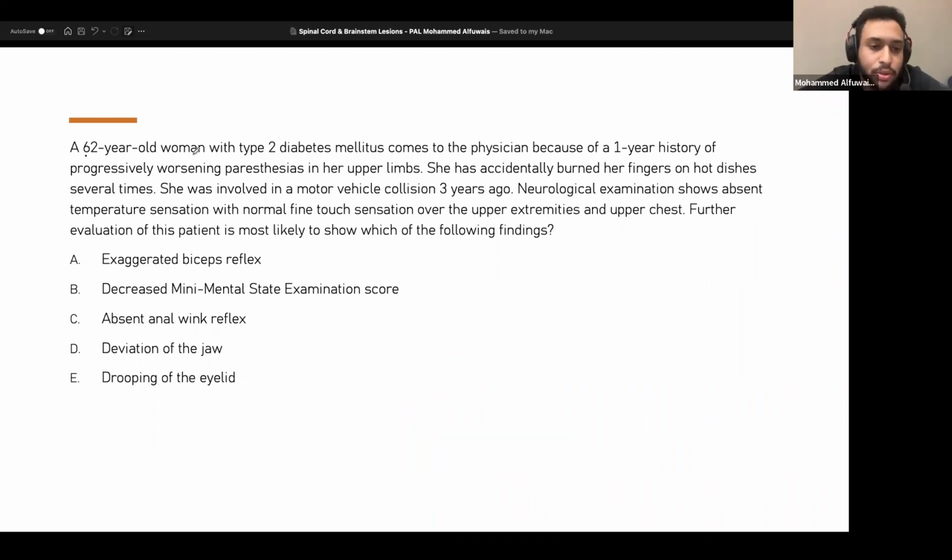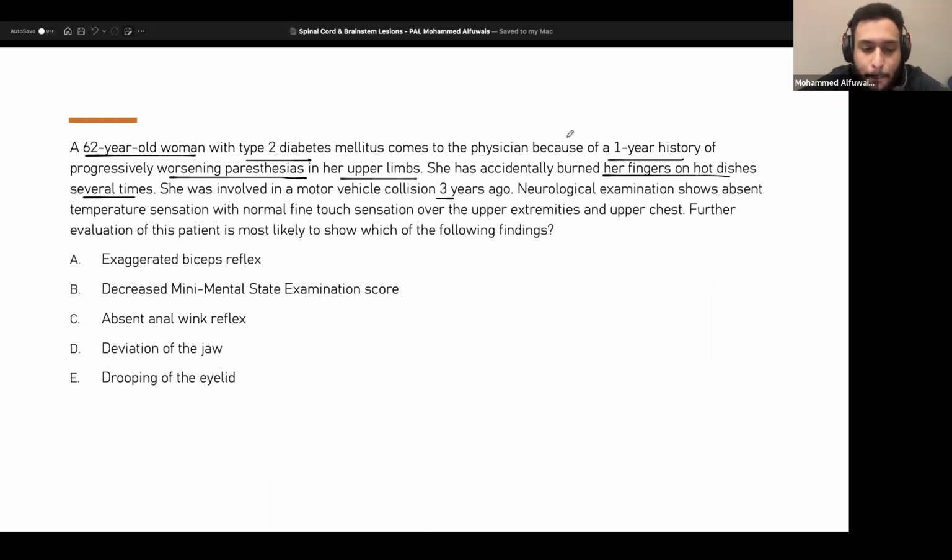So a 62-year-old woman with type 2 diabetes comes to the physician because of a 1-year history of progressively worsening paresthesias in her upper limbs. She has occasionally burned her fingers on hot dishes several times. She was involved in a motor vehicle collision 3 years ago. Neurologic examination shows absent temperature sensation with normal fine touch sensation over the upper extremities and upper chest. Further evaluation of this patient is most likely to show which of the following findings?